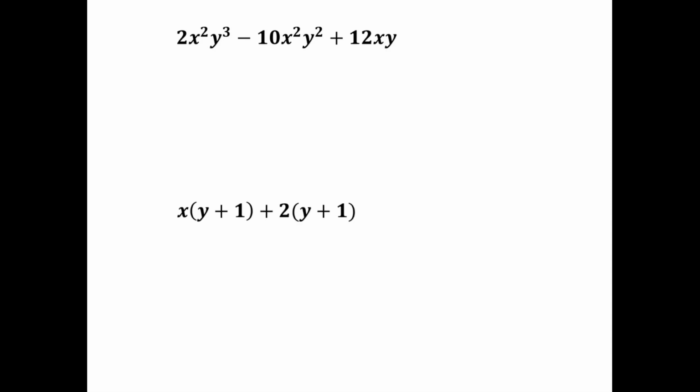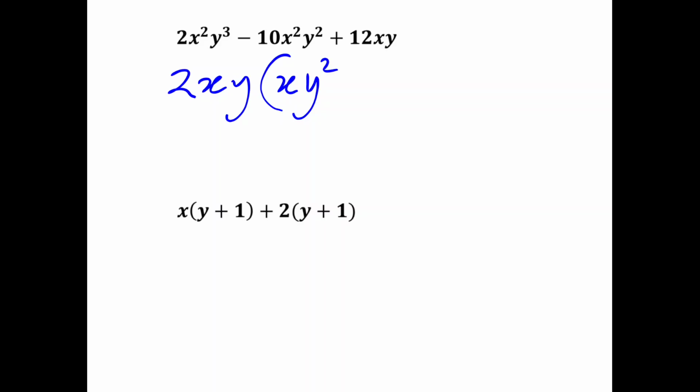So in this one, we have 2x squared y cubed minus 10x squared y squared plus 12xy. Again, we notice that 2 is the highest common factor amongst the constants. X and y are the highest common factor amongst the x and y's. And then we're going to combine that and make it a term 2xy outside brackets, and then complement the x with the x to make the x squared, and then y squared to make the y cubed.